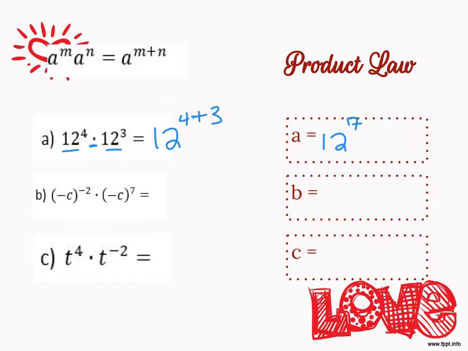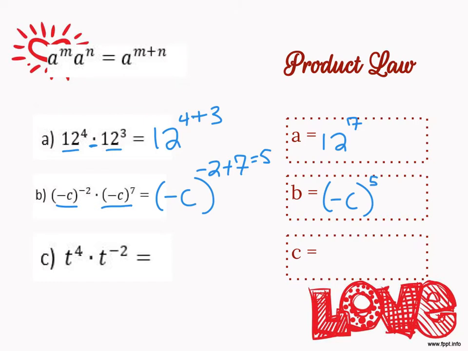Now we have negative c in parentheses, and that is our base, and we have the same base, so write your base down once and add your exponent. So negative 2 plus 7 is 5, positive 5. So we have negative c raised to the positive 5th power.